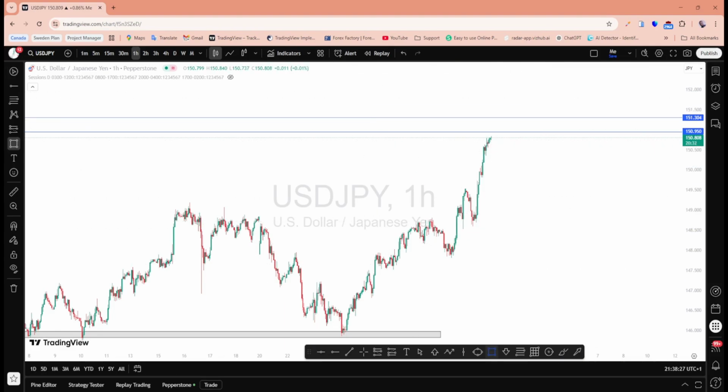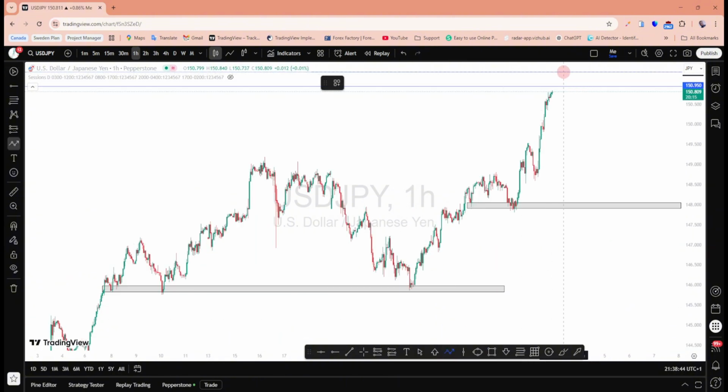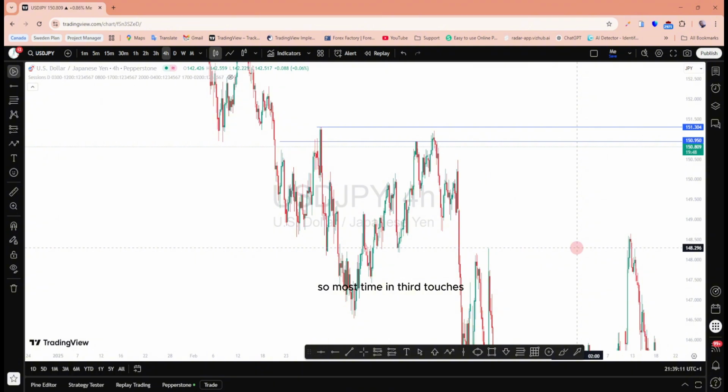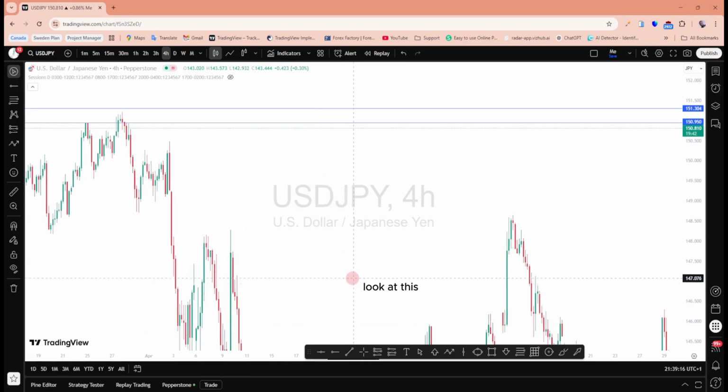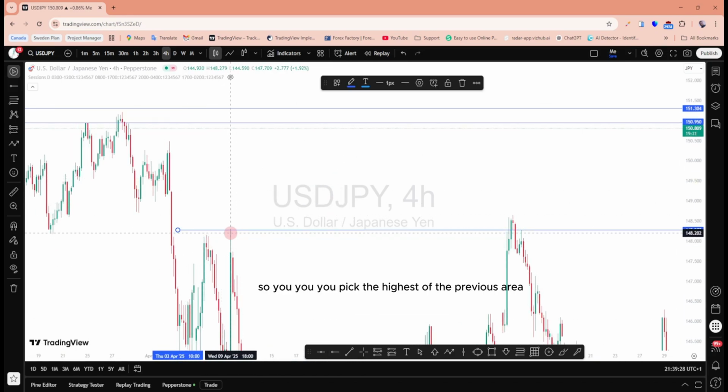So now what do you want to do? You want to take your rectangle and mark out that area. You can sell this market up to this place, and because this is a third touch, I'm going to show you something that happens most times in a third touch. Most times in third touches, a liquidity sweep will happen. Look at this. You pick the highest of the previous area. Look at this sweep. Bought, sweep, then retest and start selling.